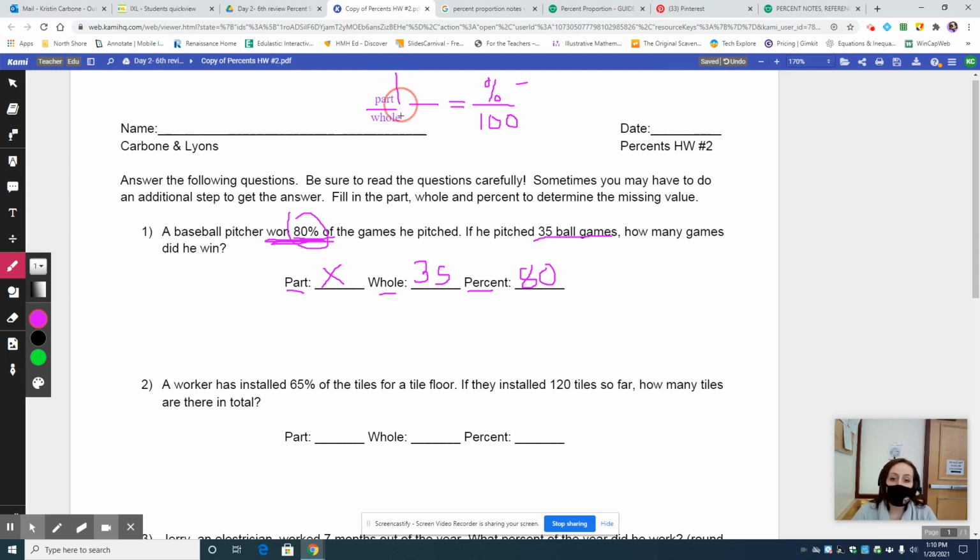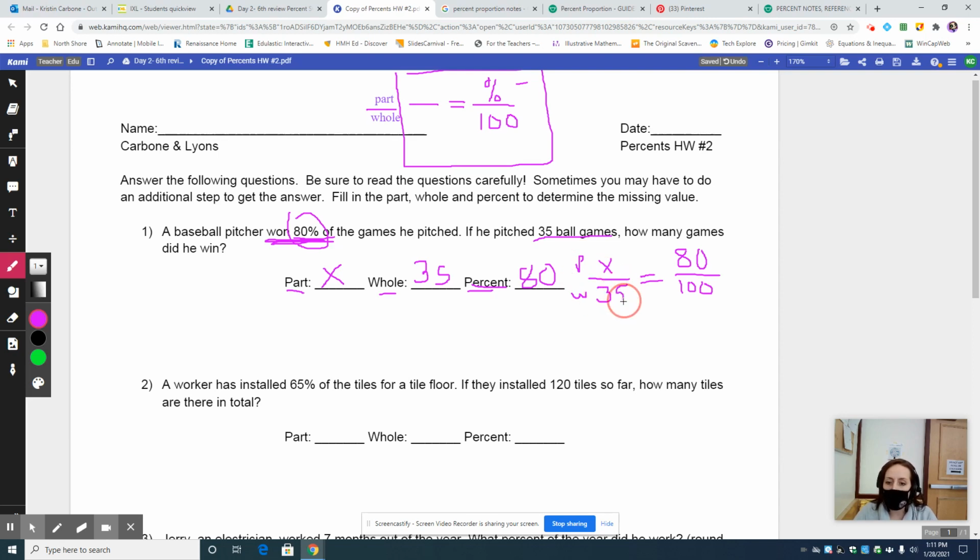Then we take our percent proportion, which is this guy right here, and we're simply going to fill in our values. So we have blank over blank equals blank over 100. Our percent goes on top, so we have 80 over 100. Then we have part over whole. Part is X, whole is 35.